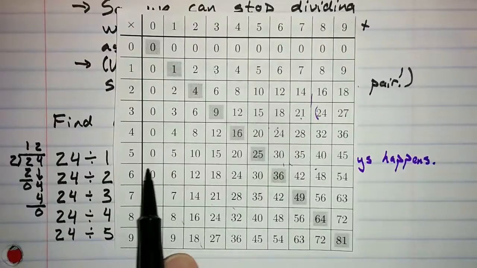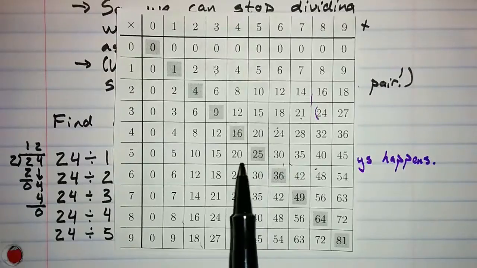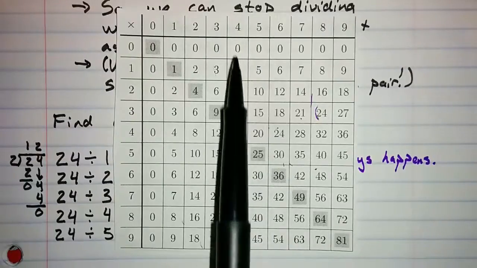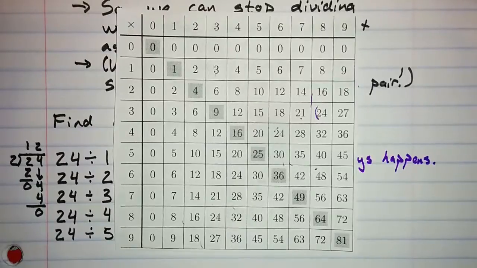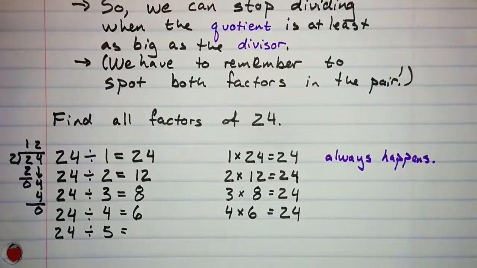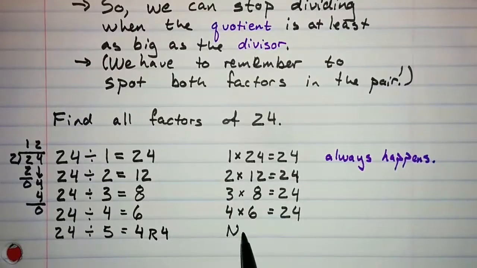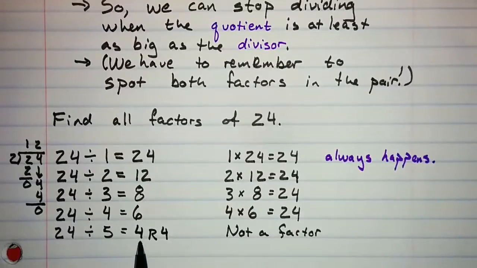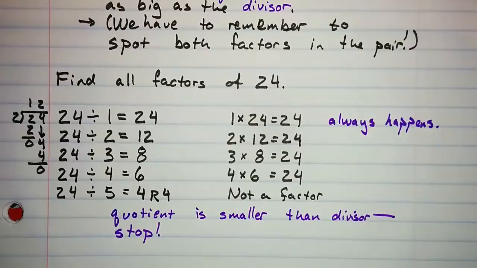All right, what about 5? Oh, no, 24 does not show up in the 5 row of our multiplication table. 24 comes between 20 and 25. We see that 5 times 4 is 20. If we have 24 things, we can make 4 groups of 5, and we'll have 24 minus 20 is 4 left over. 24 divided by 5 is 4, remainder 4. Therefore, 5 is not a factor. More than that, we see that the quotient is now smaller than the divisor, so we stop. And we can now make a list of all factors of 24.